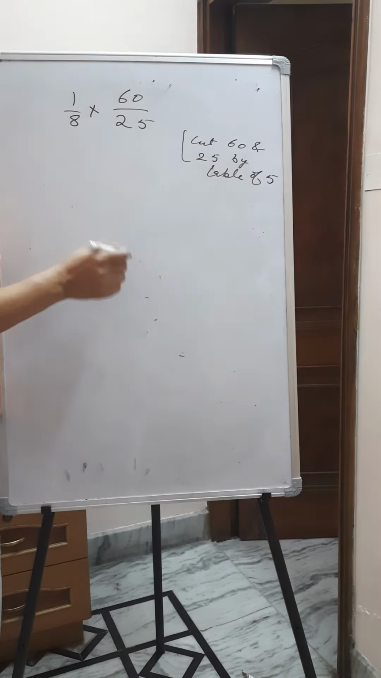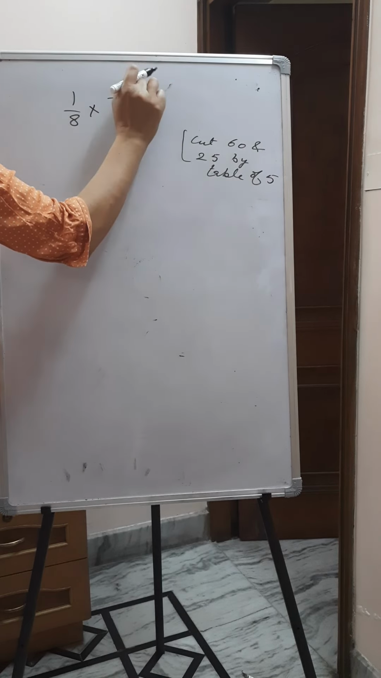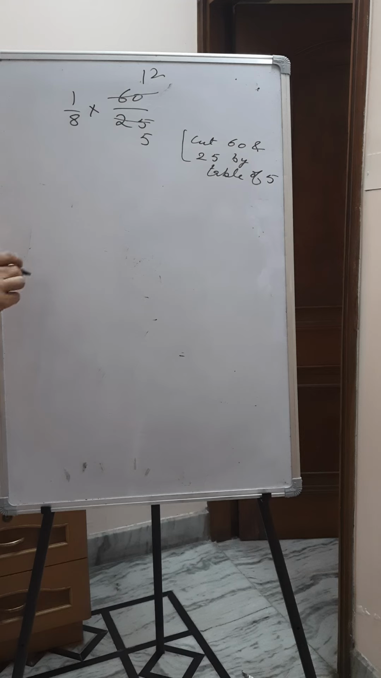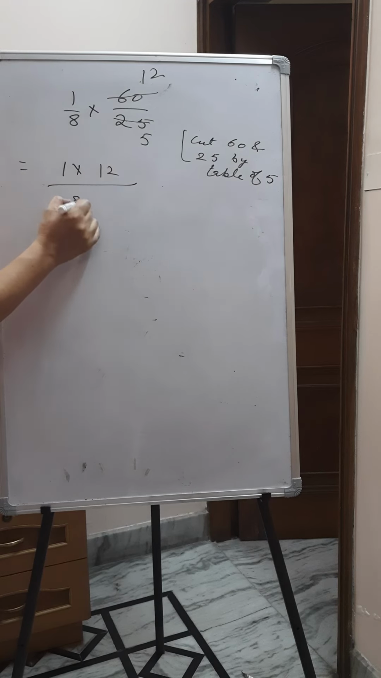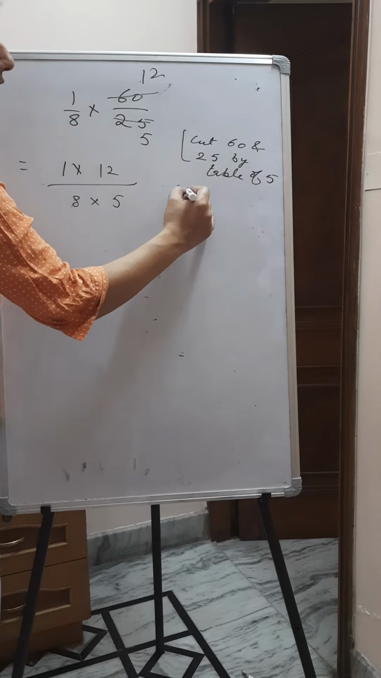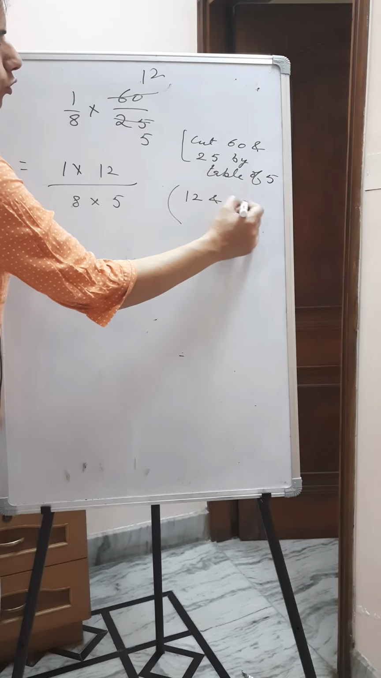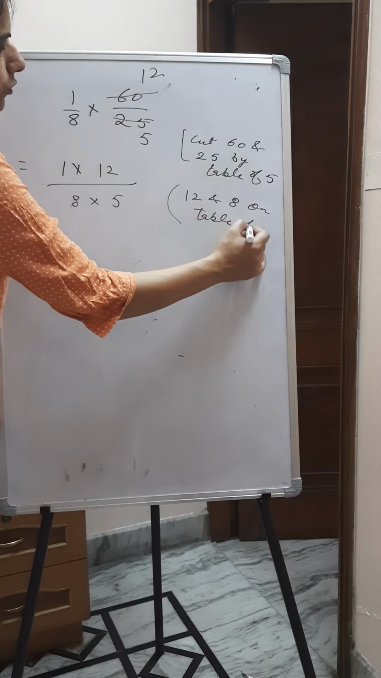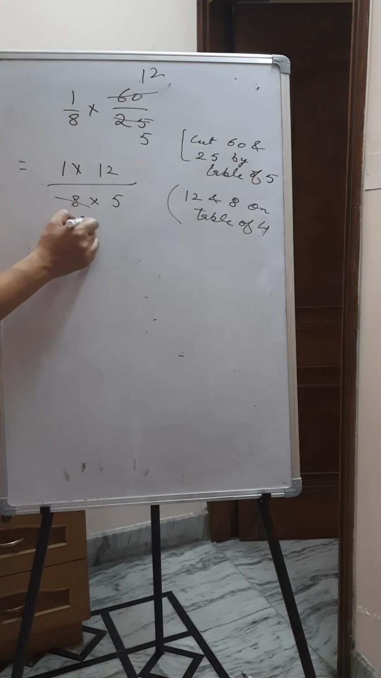5 12s are 60 and 5 5s are 25. Now your question will become 1 into 12 over 8 into 5. Now again you know that 12 and 8 have the common factor 4. Cut 12 and 8 by the table of 4. 4 2s are 8, 4 3s are 12.